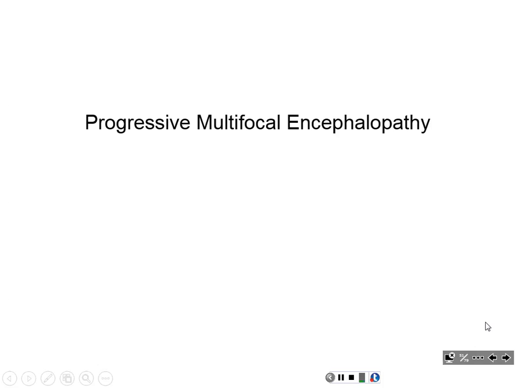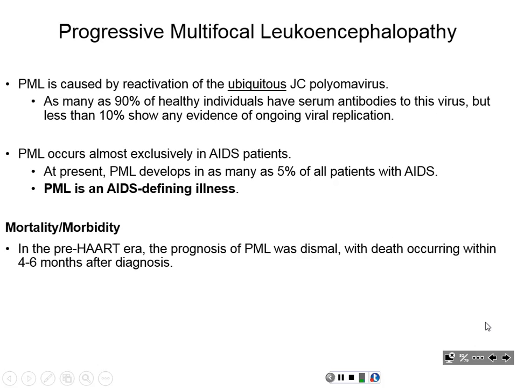So, PML, let's read it. Well, it's right here in front of us, progressive multifocal leukoencephalopathy. Leukoencephalopathy is what the L is for. So PML is caused by reactivation of the JC virus. And the JC virus is ubiquitous. It is everywhere. As many as 90% of us are going to have serum antibodies to this virus. So a lot like HSV1, serum positivity is not going to be that useful.